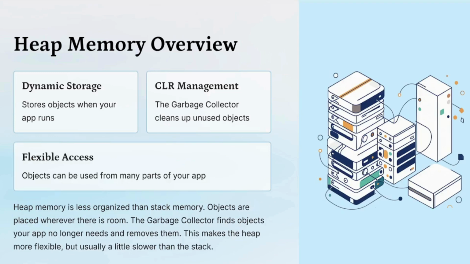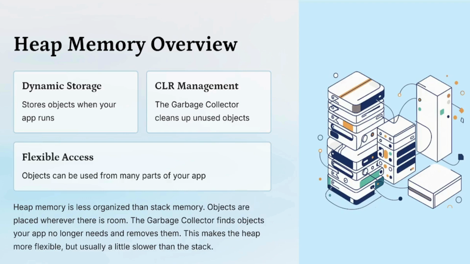Now, let's talk about heap memory. So far, we saw that stack is used for temporary things. But what about objects? That's where heap comes in. Whenever you create an object using new, it is stored in the heap. Now, unlike stack, heap is not very structured. There is no strict order for this. Okay, objects are just placed wherever there is space available. And because of this, heap is more flexible but a little slower compared to stack.